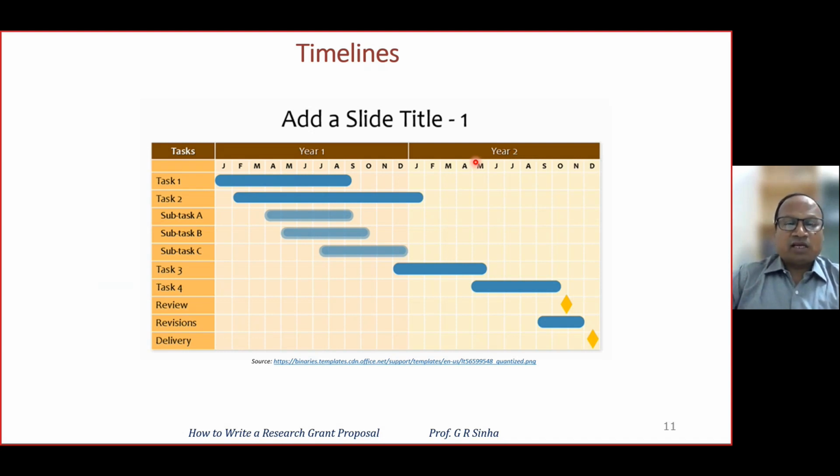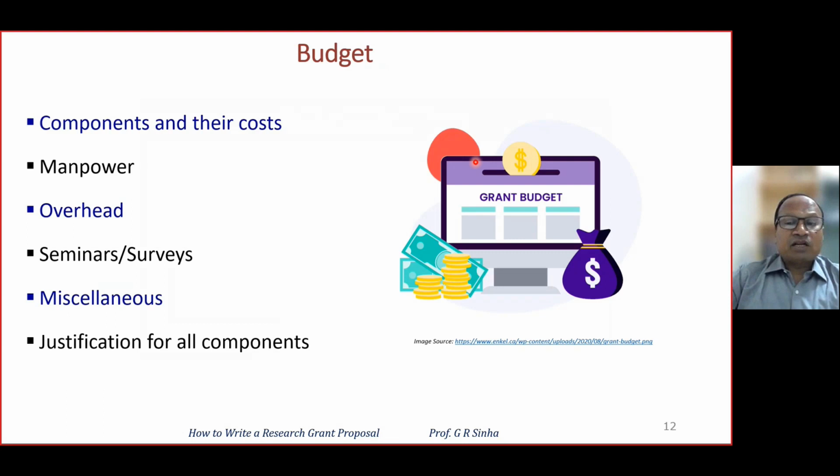That requires to be highlighted very clearly. Then of course, the budget has the components and their cost. What are the components which we require to buy, which we require to be supported by the funding agencies? Manpower: do you need research associates, research fellows, how many, and you need justification for every component.